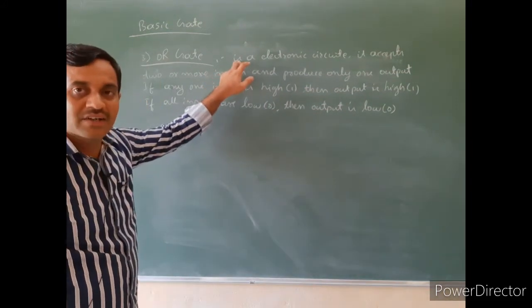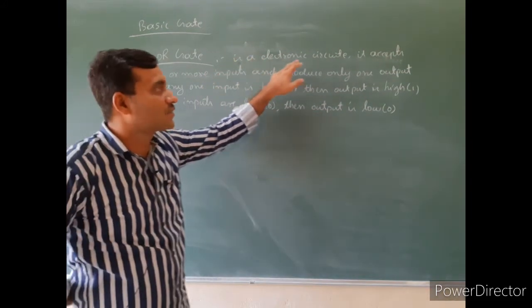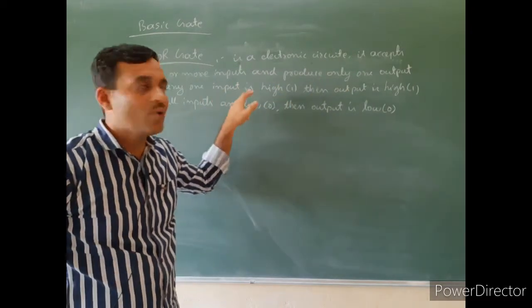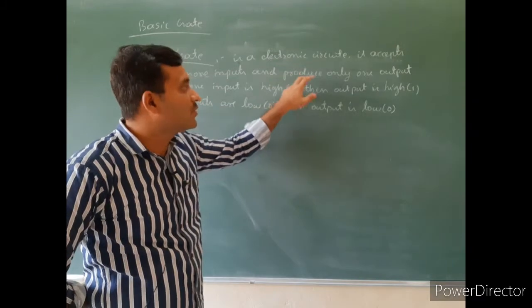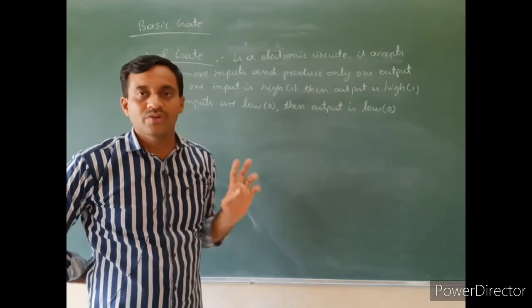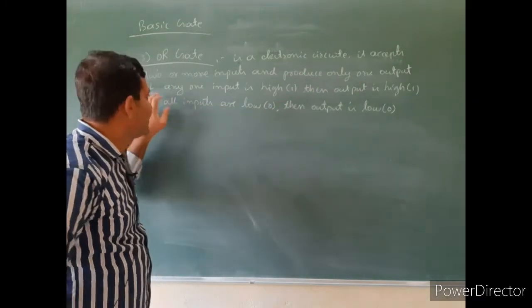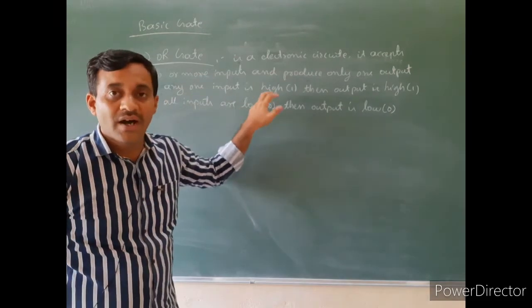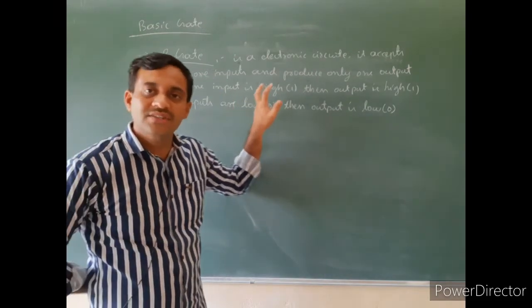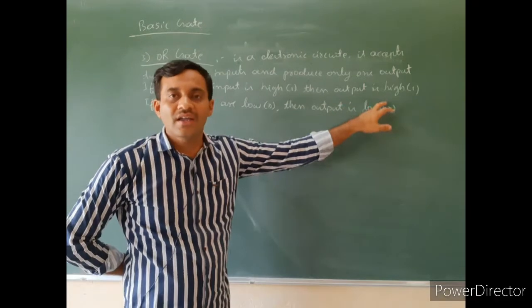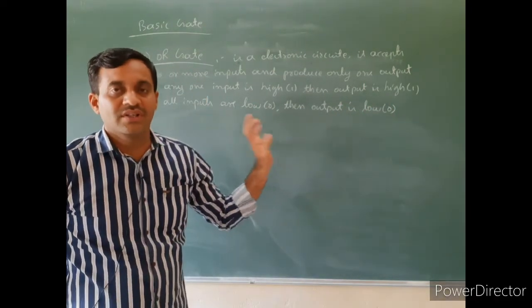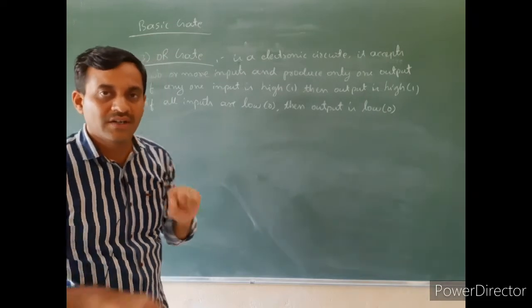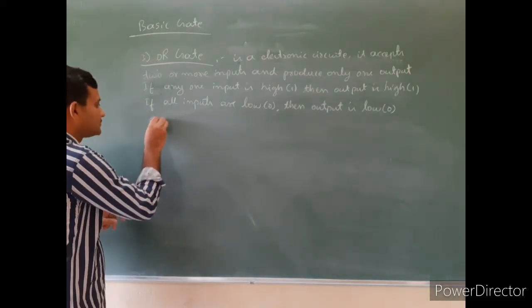Say it is an electronic circuit. OR gates are electronic circuits. It accepts two or more inputs and produces only one output. If any one input is high, then output is high. If all the inputs are 0, then output is 0. That is the working principle of the OR gate. Let us see the symbol.